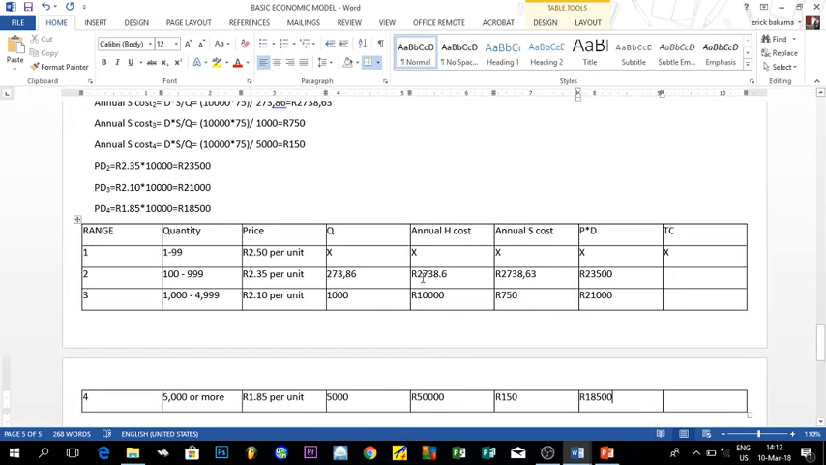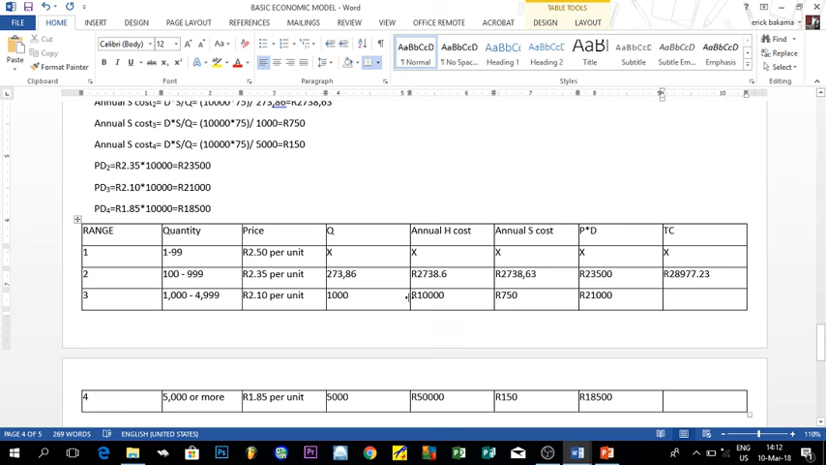So finally, what is left is only to take these costs here and add them to get a total cost. You know the formula already, so there's no point for me to write it down. The total cost is going to be the sum of these three values here. This will be the total cost for range 2. So it's 2738.63 plus 2738.63 plus 23,500. So the cost that we get here is going to be 28,977.23. This is the total cost for range 2.